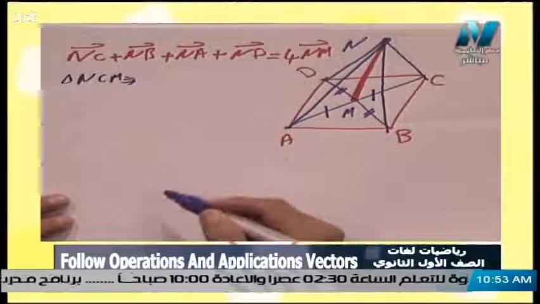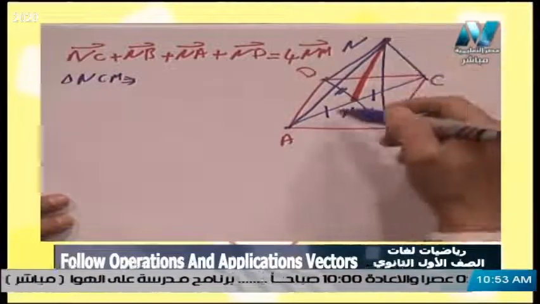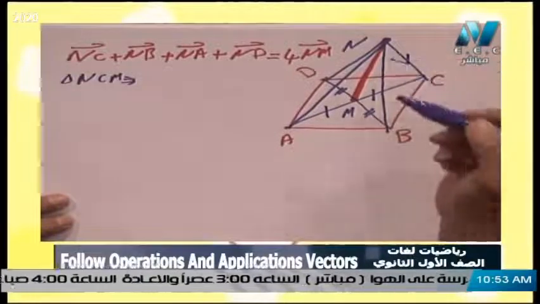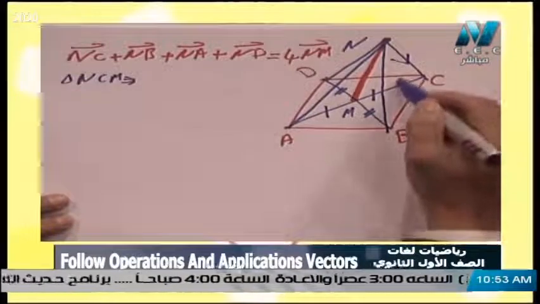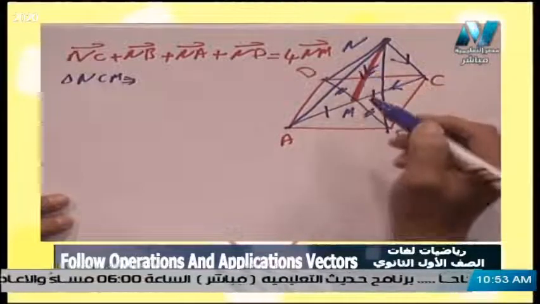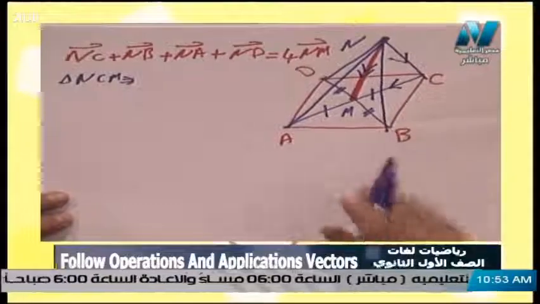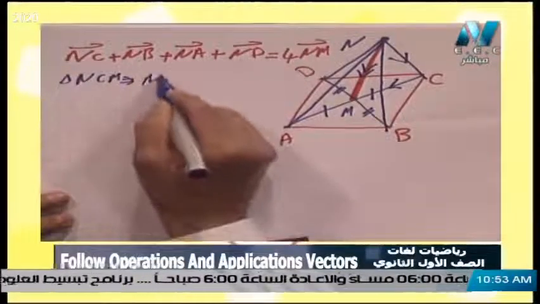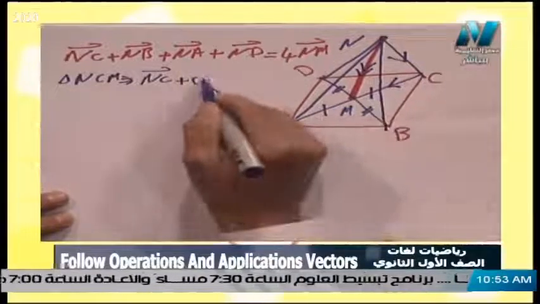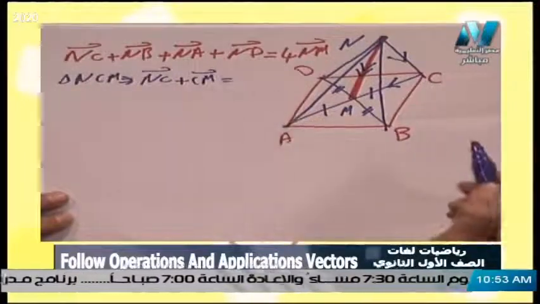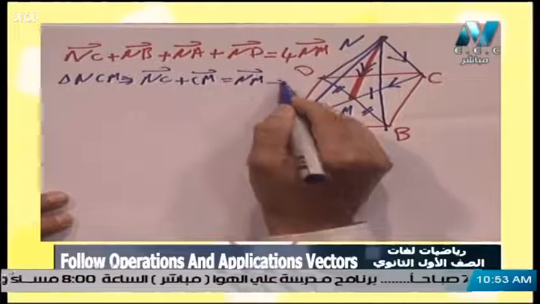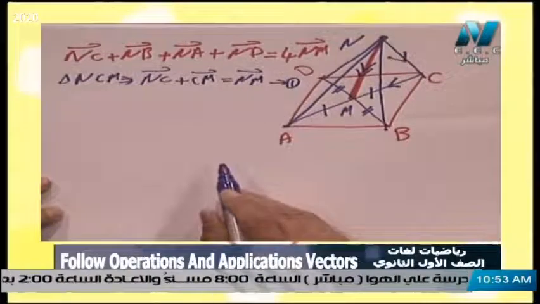What is this triangle? NCM here, we can say that the vector NC plus the vector CM, of course, will be equal to the vector NM. So the vector NC plus the vector CM equals the vector NM, and this will be the first equation here.